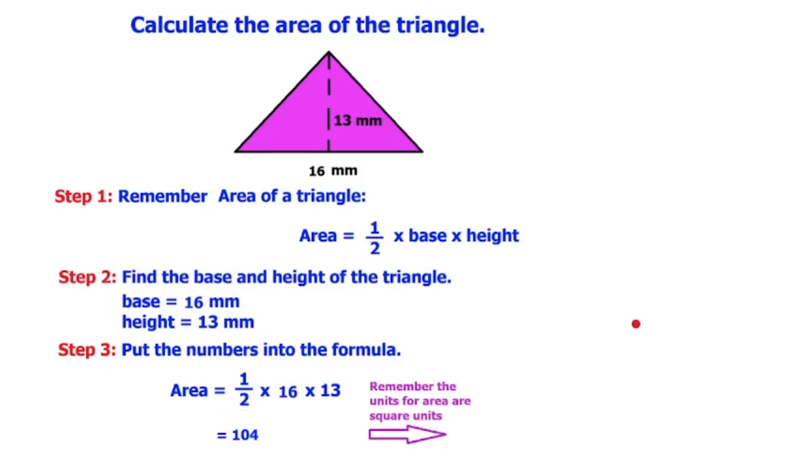Now, don't forget, remember, the units for area are square units. So you have to make sure you put the units in. So the area of the triangle is 104 square millimeters. And that's the end of that lesson.